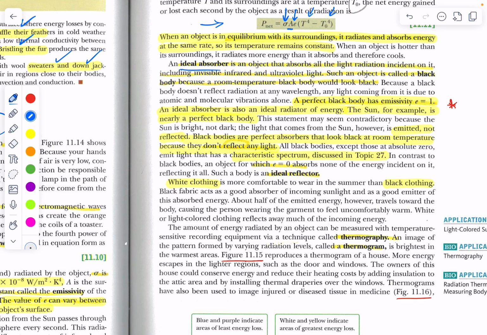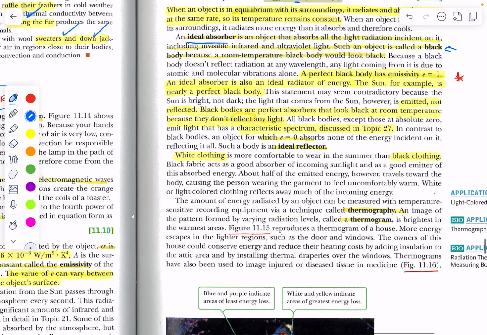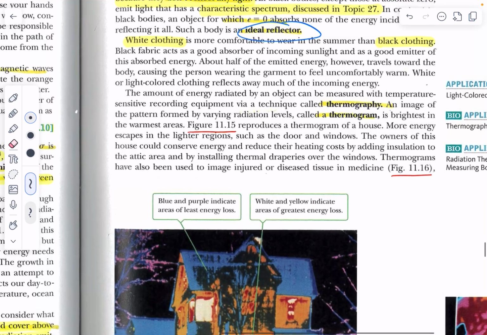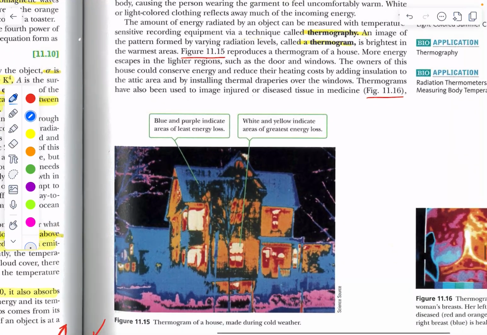It's going to be called a black body object. And it mentions here, of course, that the sun, even though it's bright, is considered a black body. An ideal reflector, like a very, very shiny surface of metal, is going to approach 0 and have an emissivity of 0. One of the reasons we wear white clothing in the summertime is because it reflects an awful lot of light, and so it's going to be cooler to wear. And in the wintertime, we wear dark colored clothes because they do absorb more of the heat to help keep us warm.